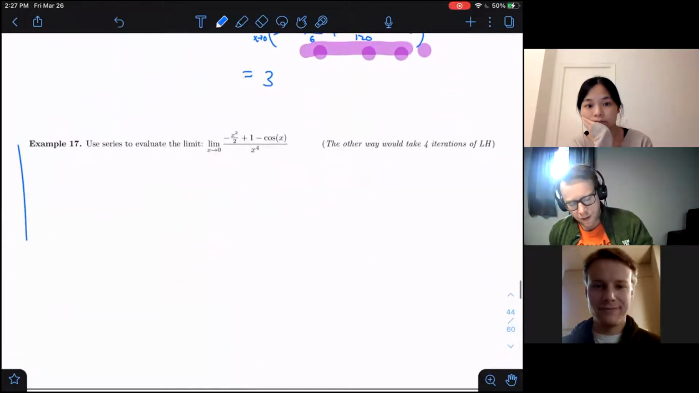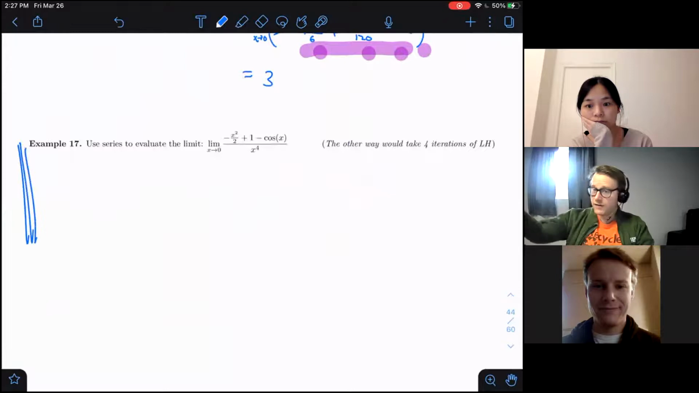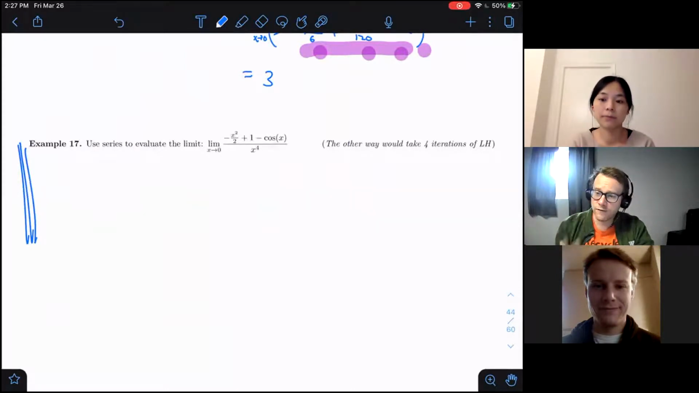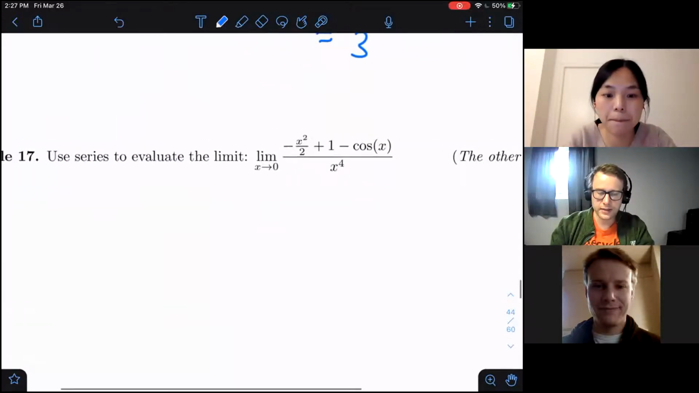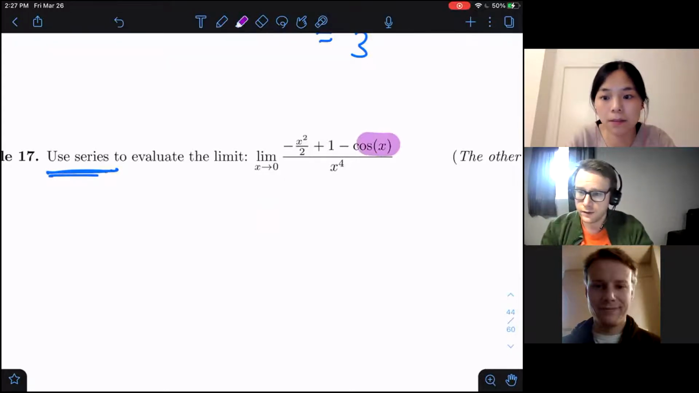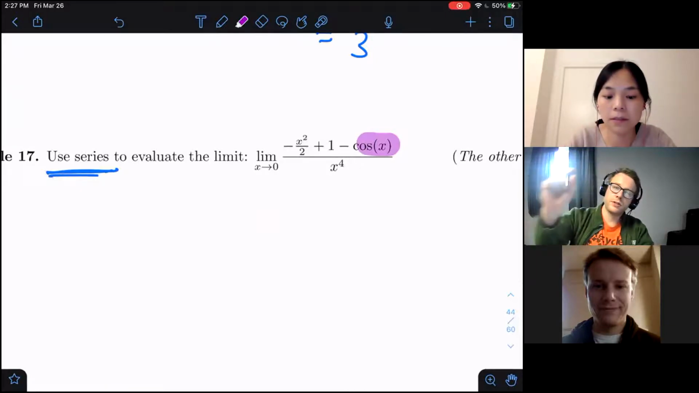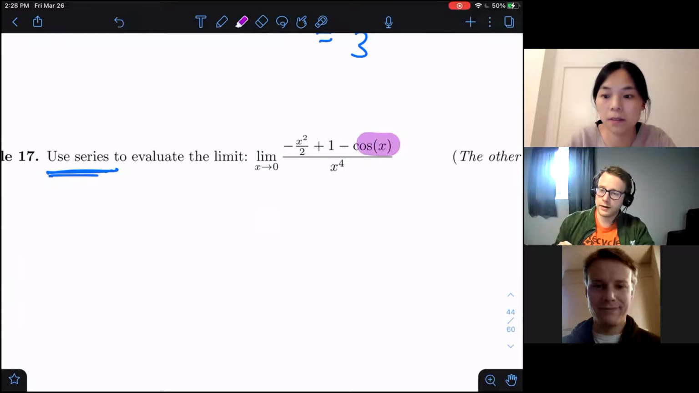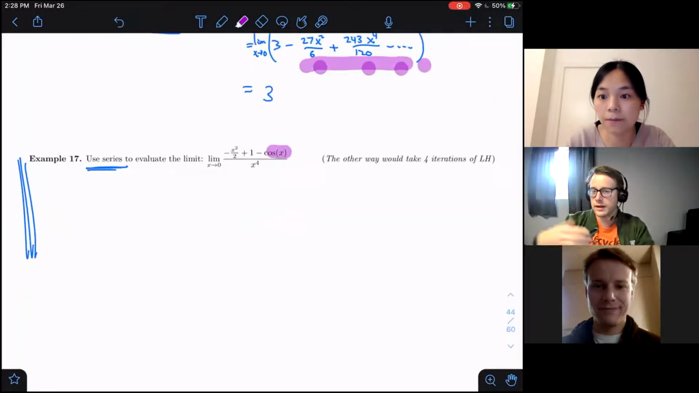This one I'm probably going to skip in the interest of time. If we have more time, I'll come back to this one. But this is one that would be a real pain. It would take actually 4 iterations of L'Hopital's rule in order to evaluate this out. However, if you use your Maclaurin series, and in particular for cosine here, that's the only thing that's not a polynomial already. But if you use your Maclaurin series for cosine, turns out that this is faster to evaluate with series than it is with 4 times L'Hopital's rule.